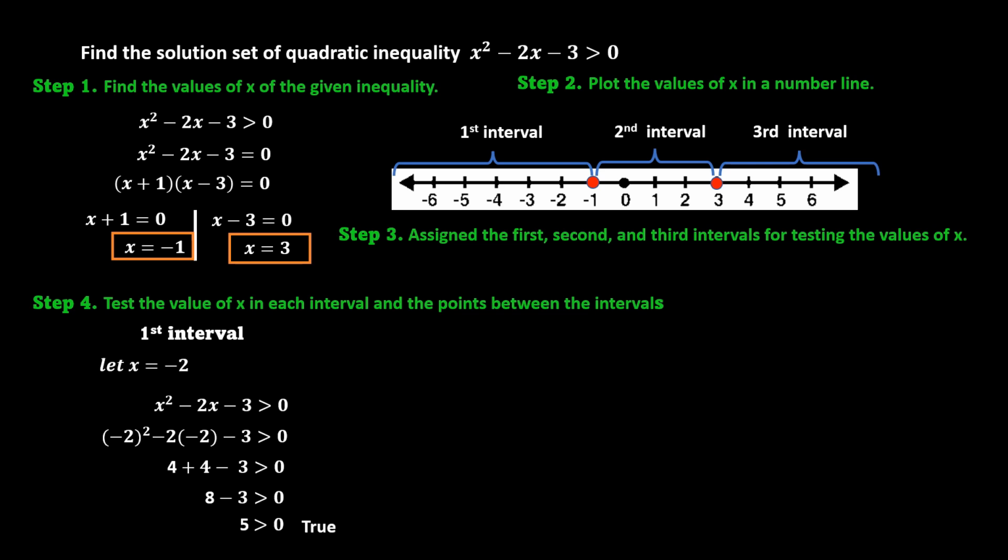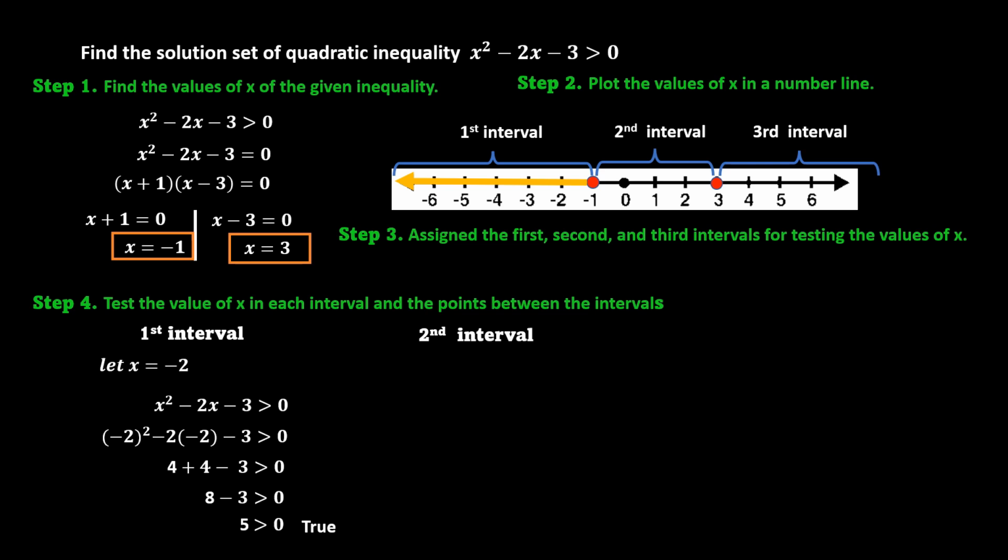The answer is true. Therefore, on the number line, all the numbers from the first interval are solutions to the given inequality. Since they are solutions to the given inequality, we shade the number line less than negative 1 towards the negative infinity. There it is. Next, let us move to the second interval.